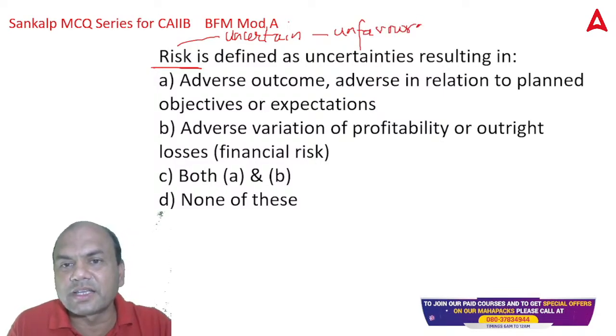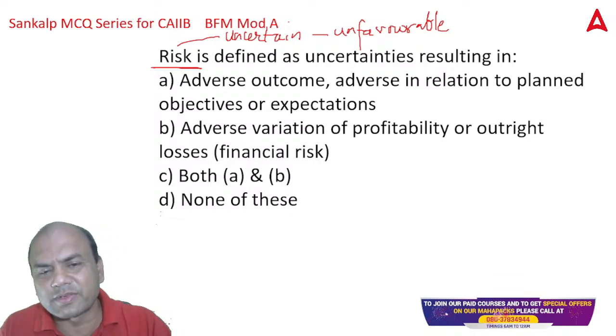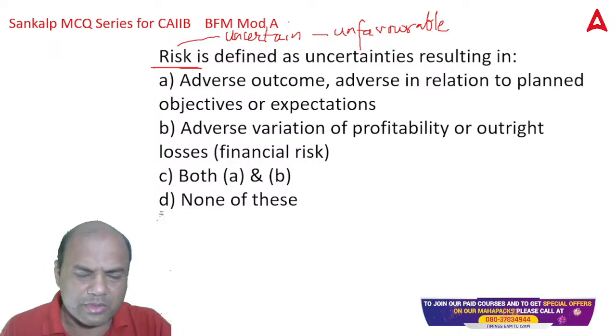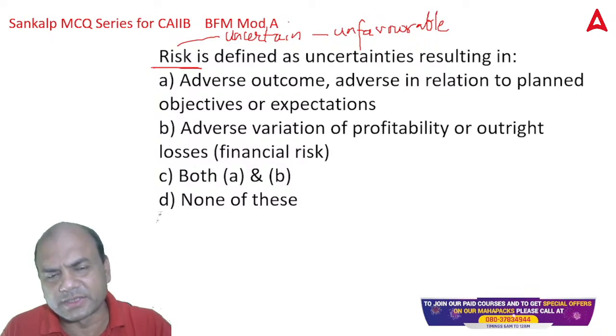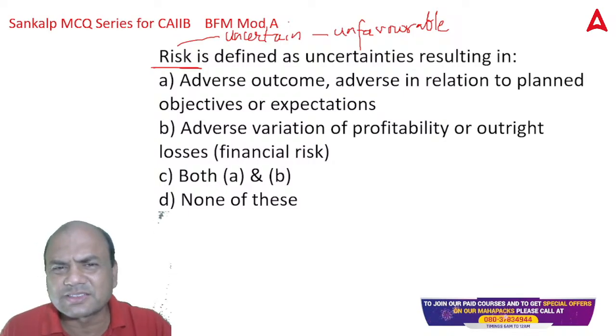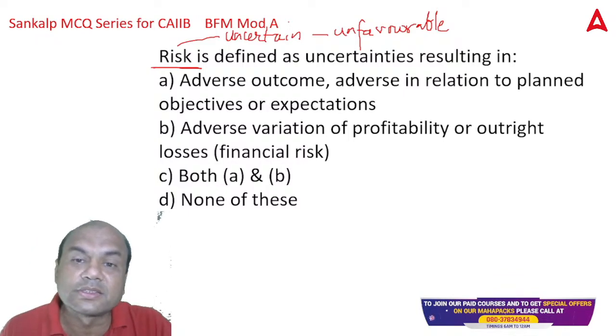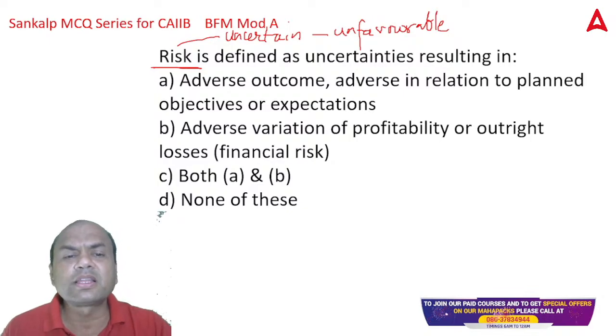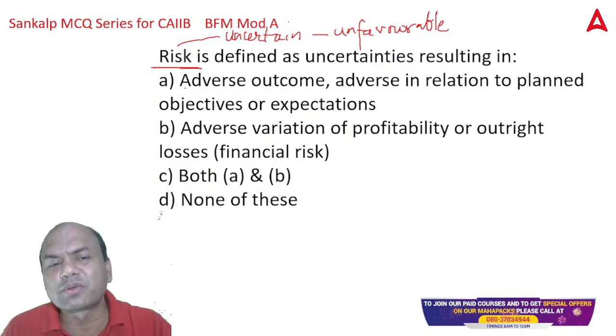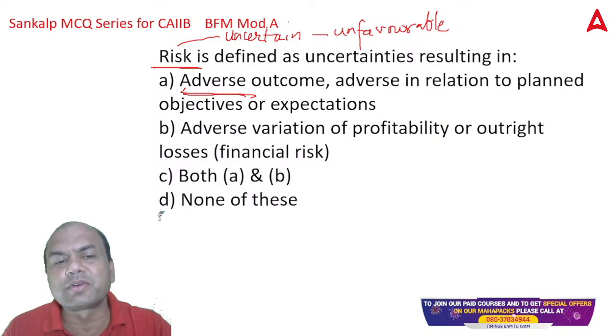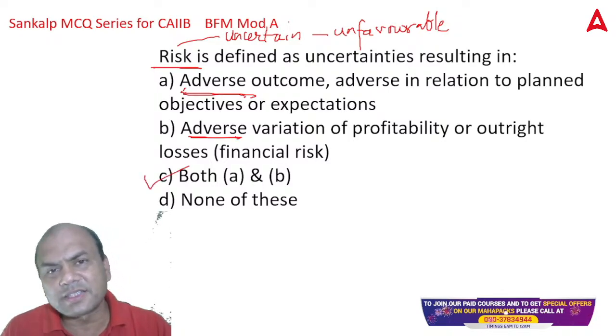Let's consider one simple thing. You buy a flat tomorrow. Let's say you buy it for 40 lakhs. Done. Now the value of that flat goes up from 40 lakhs to 70 lakhs. Is there a risk? No, not at all. Risk is when the value of that flat goes down from 40 lakhs to 30 lakhs. Then you are at risk. So unfavorable. So what is the answer over here? Quite simple. Adverse outcome. Adverse means not in my favor. Adverse variation, not in my favor. So the answer is both, isn't it?